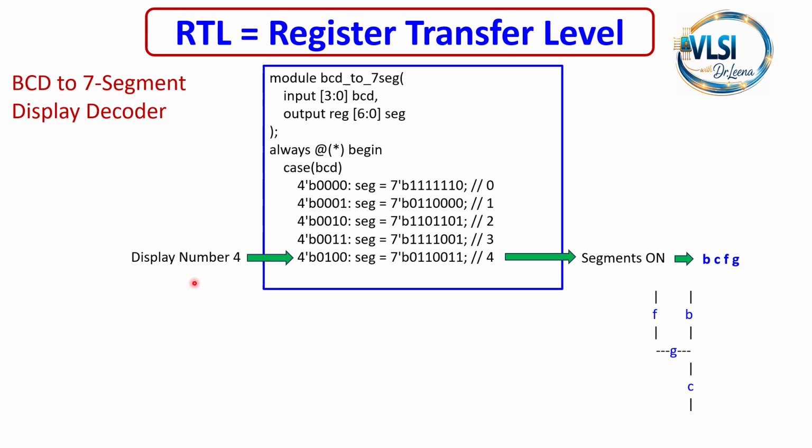Similarly, to display the number 4, the 4-bit binary is 0100. At that time, the segments which are on are B, C and F, G. All others are off. So, it gives the pattern 4.